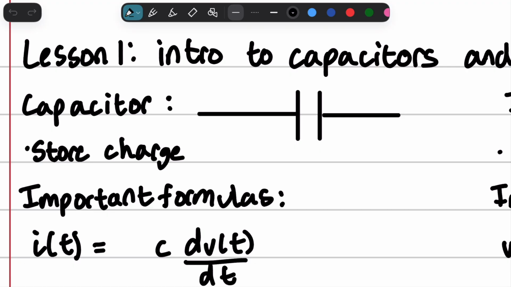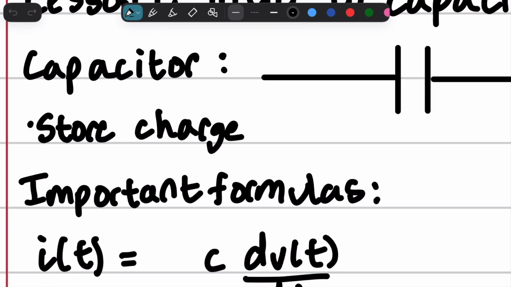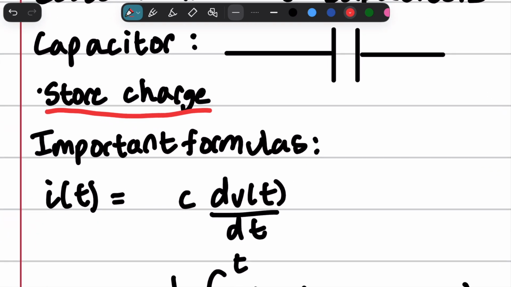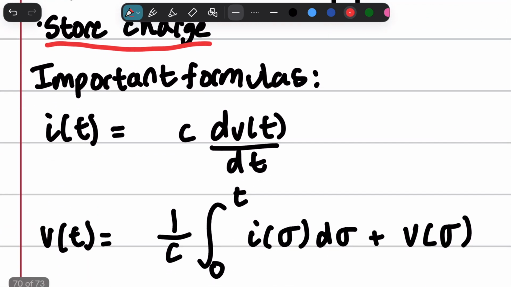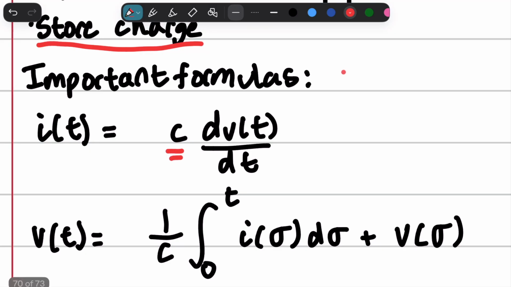The first time-dependent component that we are going to look at is the capacitor. Now, a capacitor stores charge, okay? So that is what a capacitor does. Here are the important formulas that go with it. The current going through a capacitor is the capacitance, C, which is going to be in microfarads or millifarads or some form of farads. Okay, that's the unit for capacitance.